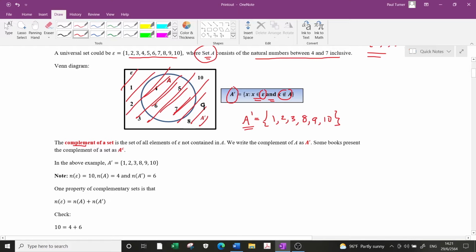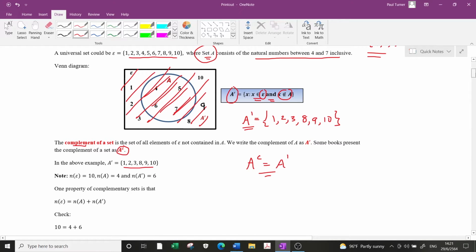And some textbooks, especially Thai textbooks, use A C. So A C and A prime mean the same thing, okay? So this is what we had, the complement of A: 1, 2, 3, 8, 9, 10.